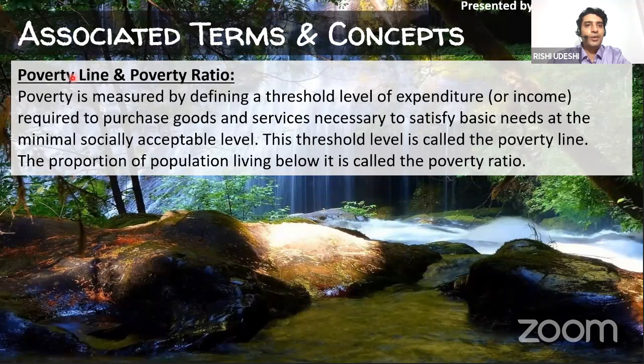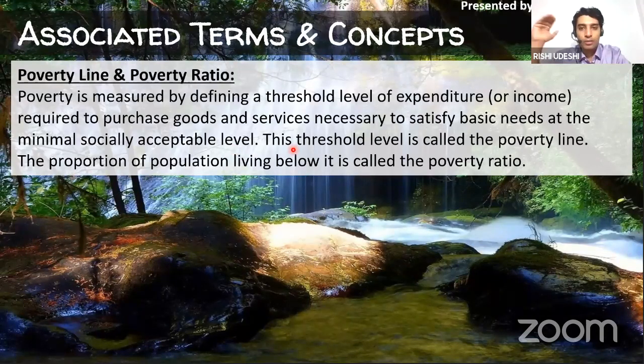Yes, we were discussing poverty line and poverty ratio. So poverty line क्या होता है? Poverty line is nothing but, try to understand, poverty is measured by defining a threshold level of expenditure or income required to purchase goods and services necessary to satisfy basic needs at the minimal socially acceptable level.